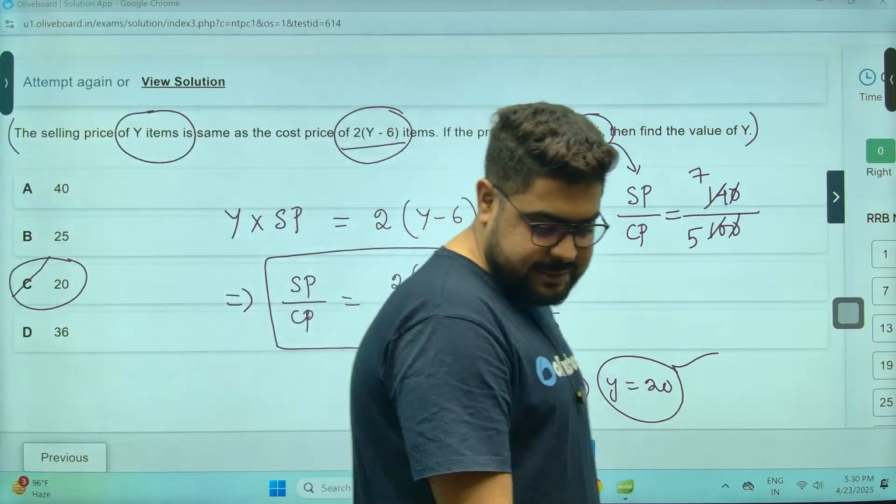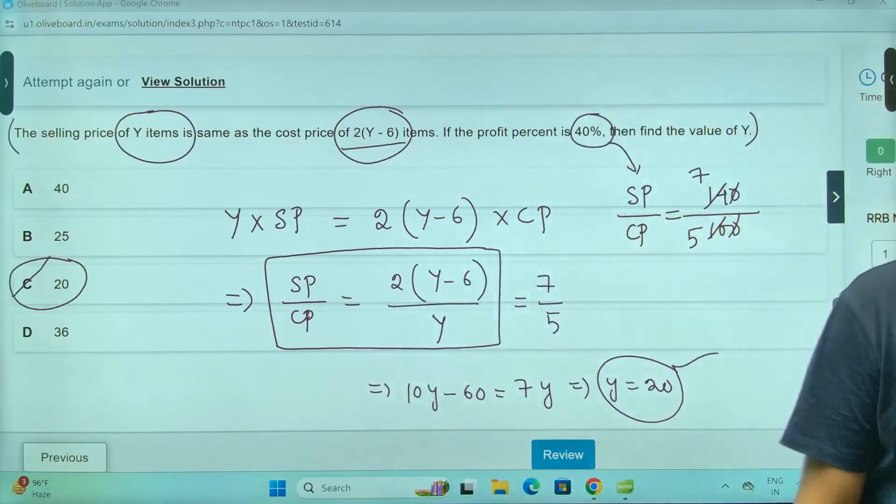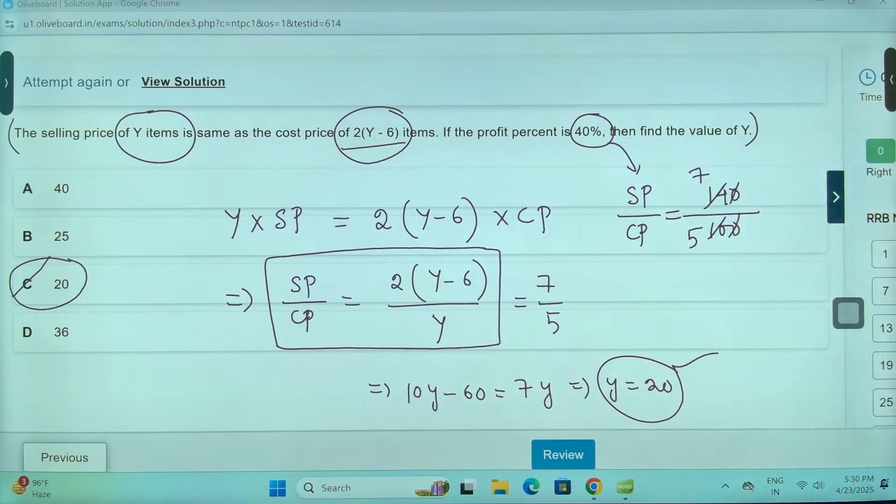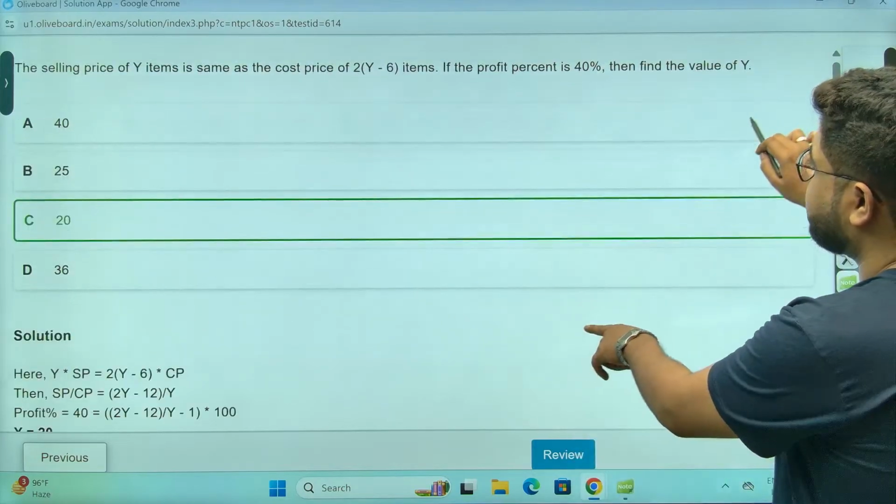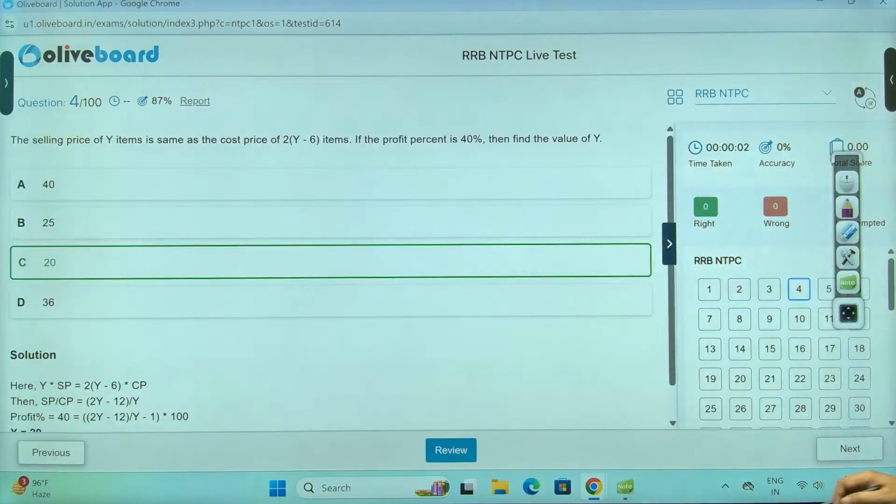Option number C. Yes, Reena, Arghamita, you guys are absolutely correct. Option number C is the answer. Done, sir?